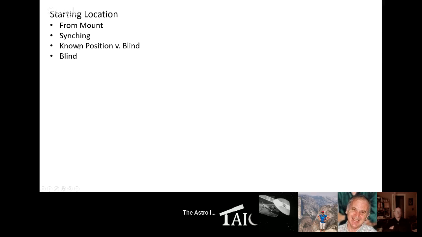Now, there are two kinds of solves out there, and Tolga asked about this a long time ago. Blind solve and regular solve, or a known position solve. With the known position solve, you think you know where you are. You're within a field of view or two or three or four of where you should be. Your go-to has gotten you pretty much where it's supposed to go, and your computer is communicating with your mount so that they know where each other are.